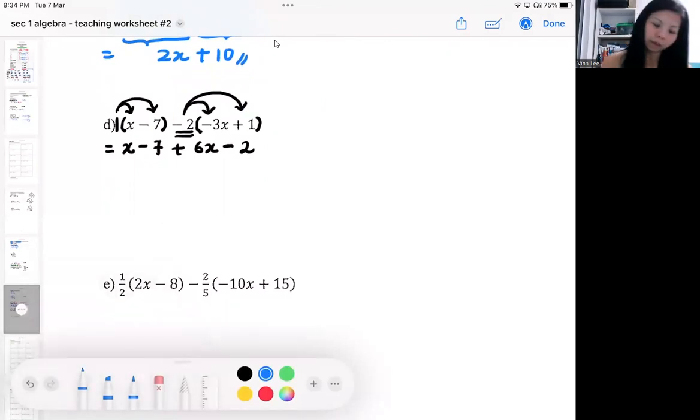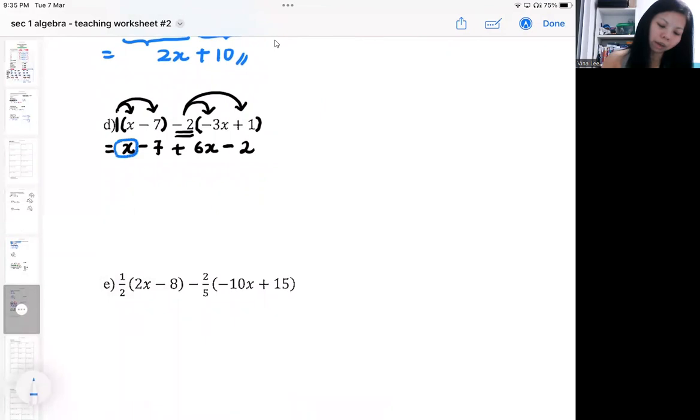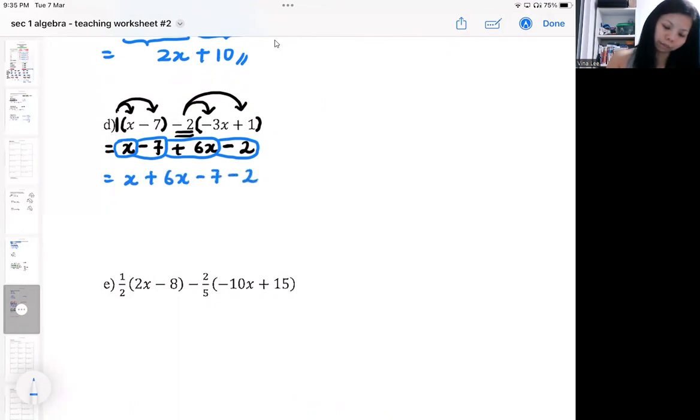So after we expand, we realize that we've got x, we've got constant, we've got x, we've got constant. So group the x together, group the constant together. So x plus 6x, that's equivalent to 1x plus 6x. -7 -2 becomes a -9.